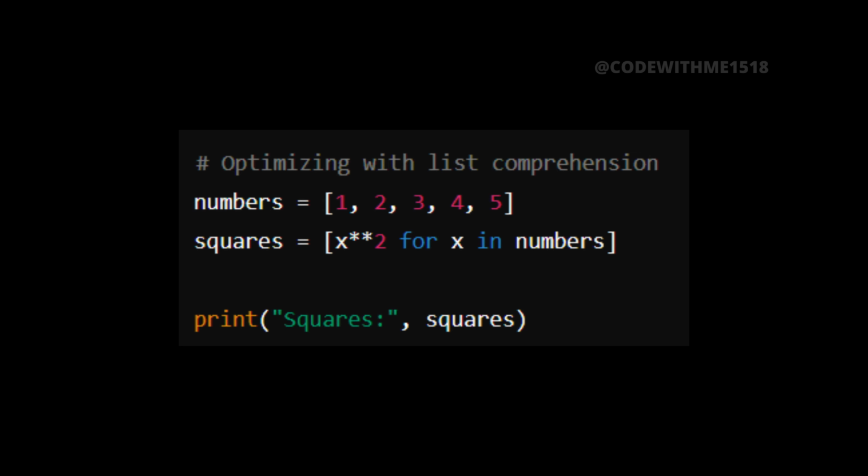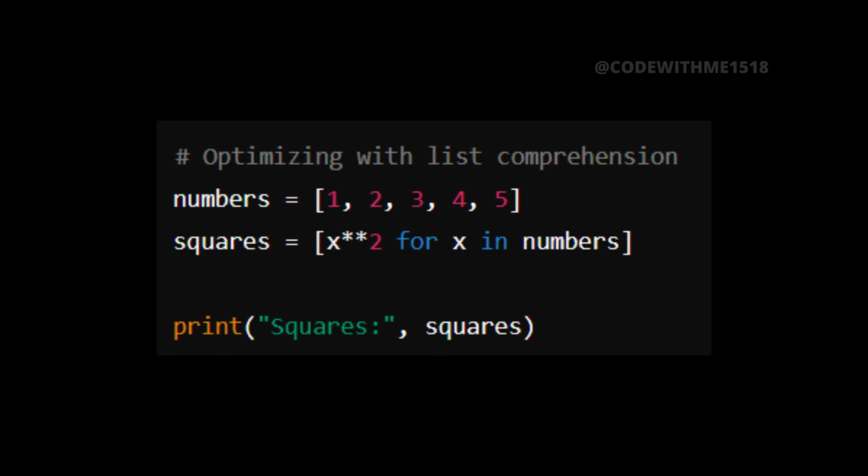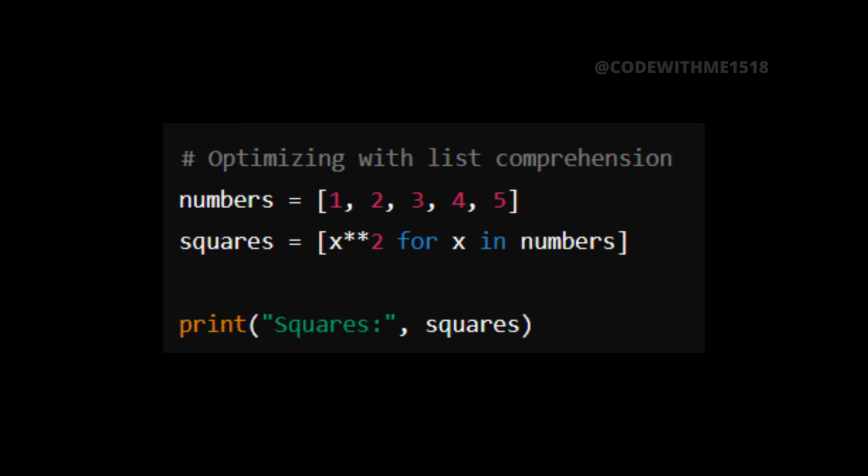Let's see an example of optimizing a loop with list comprehension. This is a more efficient way to create a list of squares compared to using a traditional for loop.